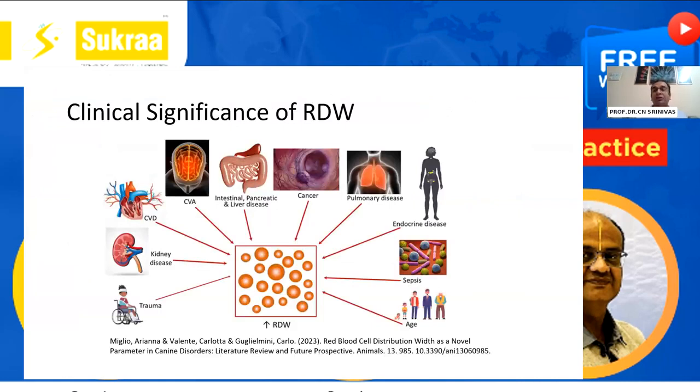Now, I was baffled to see that the RDW has so much clinical significance. Apart from hematological disorders, people have done studies and found that it is significant in trauma, predicting sepsis, to see the progression of kidney disease, coronary vascular disease, cerebrovascular accidents, cancer, pulmonary disease, endocrine disease, sepsis, age. Of course, it's a research parameter, but very valuable because it's easily available in our CBC reports. There is an article here from which I got this particular image, courtesy of the authors.